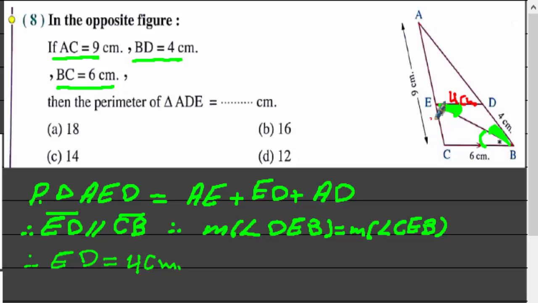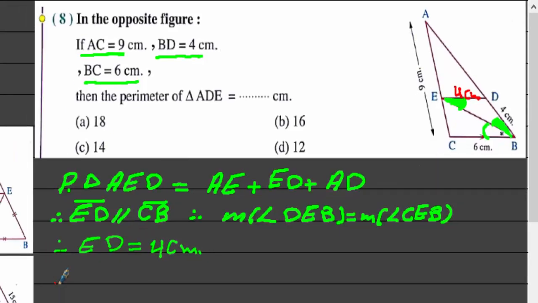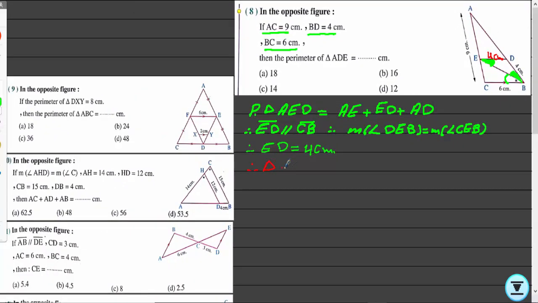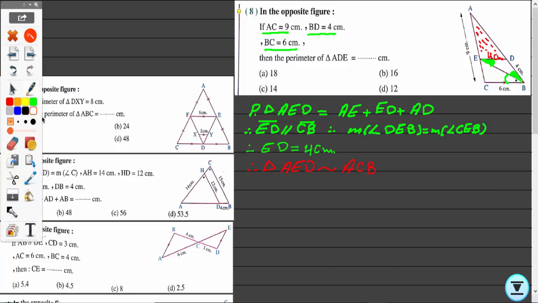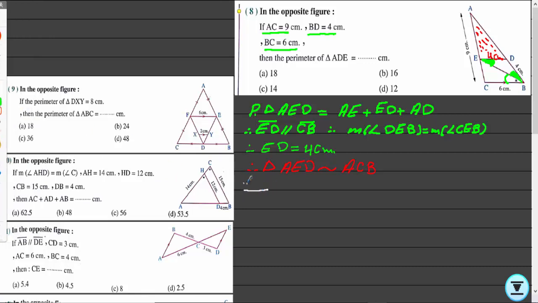We can calculate in triangle AED. And since DE is parallel to BC, then triangle AED is similar to triangle ACB. Triangle AED, the required triangle, is similar to triangle ACB, the big one. So the corresponding sides are proportional. Then we can write this proportion: AE over AC equals ED over CB equals AD over AB.